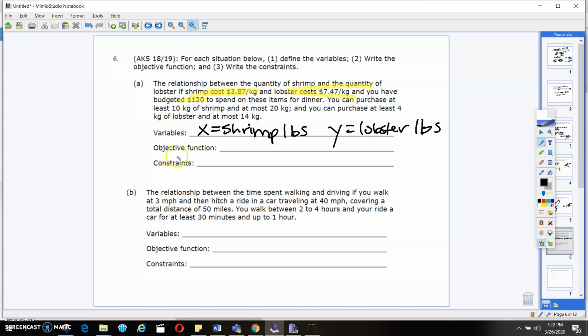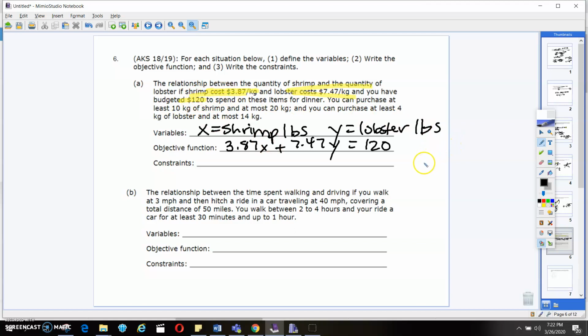Okay. And then I can also go ahead and write my objective function because they already tell me all the information that I need to know in order to write an equation. So that's going to be 3.87 times X, because that's the cost of the shrimp, plus $7.47 per Y, because that's the lobster. And then that's going to be set equal to $120 because I only have $120 to spend.